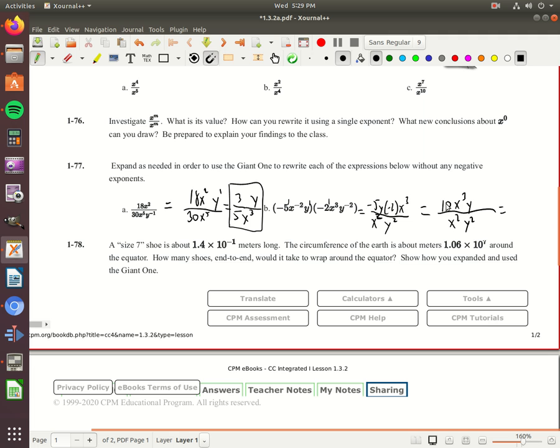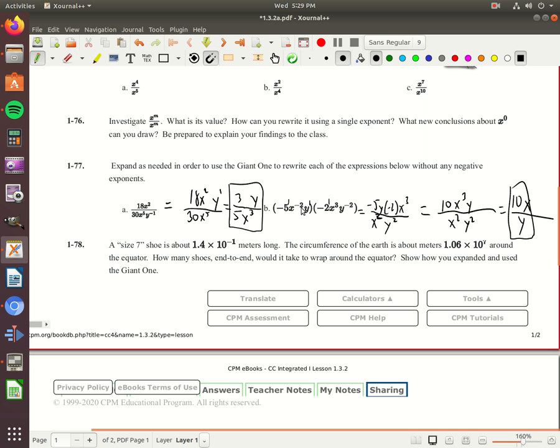Now I can simplify this thing. So I have 10 on top. Here, 3 x's on top, 2 x's on bottom. They cancel. I have 1 x on top. Here, 1 y on top, 2 y's on bottom. They cancel. I have 1 y on bottom. So after all of that, my answer is 10x over y.